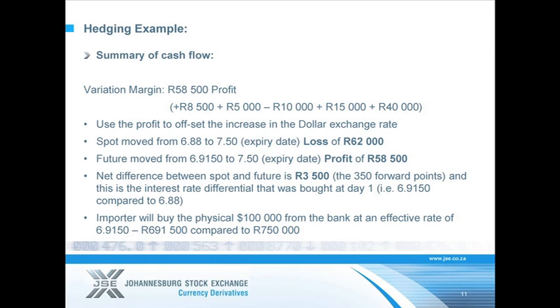And you will notice you take the 350 forward points, multiplied by the number of contracts, gives you the same. So what did you pay to transact in this? You basically paid the forward points to a certain date in the future.